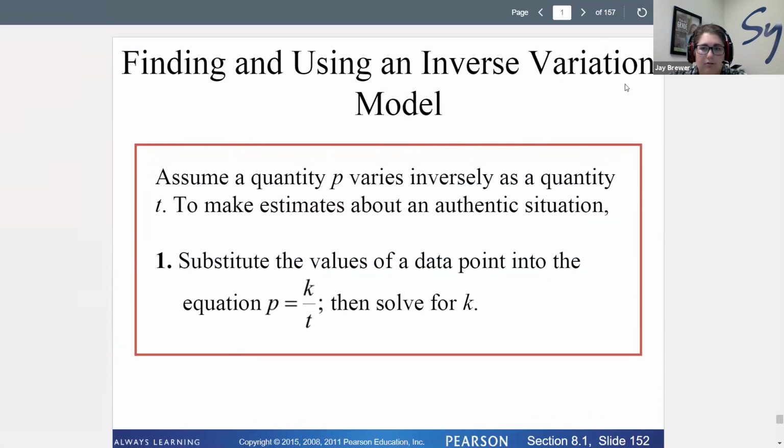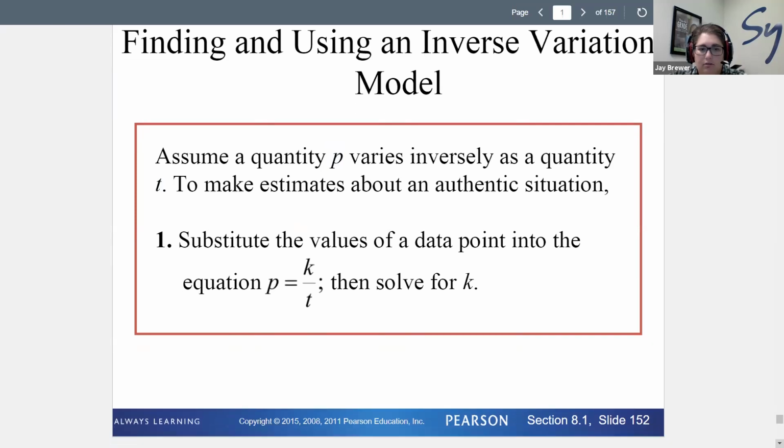Finding and using an inverse variation model. I don't even know why they're really showing it, except that P and T can be used interchangeably with x and y.